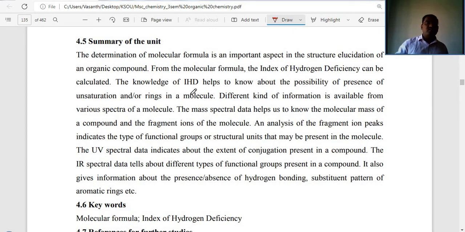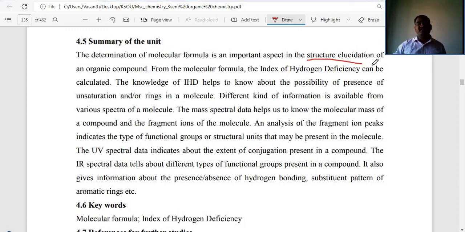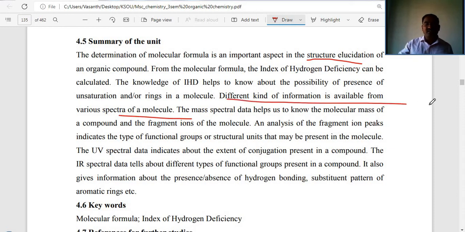Now we are going to conclude the unit. The determination of molecular formula is an important aspect in the structure elucidation of an organic compound. From the molecular formula, the index of hydrogen deficiency can be calculated. The knowledge of IHD helps to know the possibility of the presence of unsaturation and or rings in a molecule. Different kinds of information are available from various spectra of a molecule.